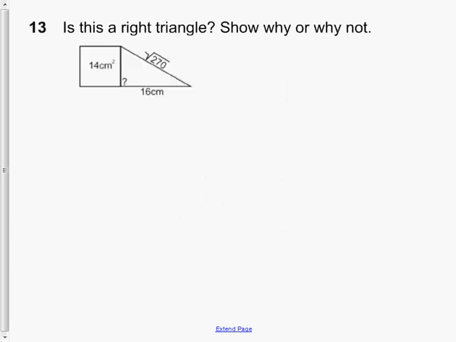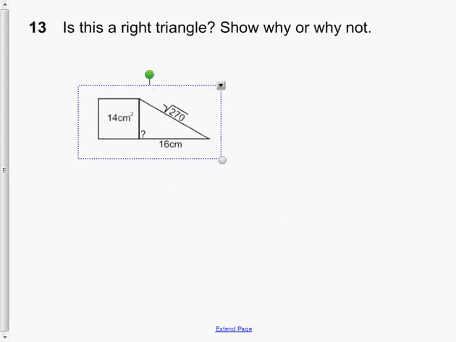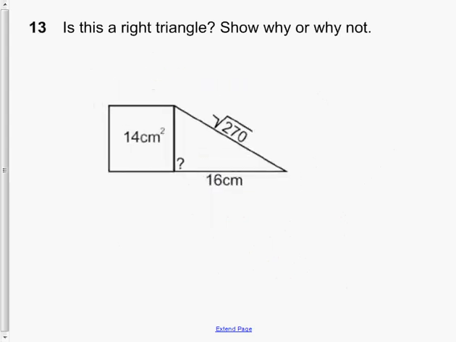Question 13 is the exact same question, same idea. It's giving you a picture and saying, is this a right triangle? So here, I know this is the area because it's in centimeters squared, and I know this is the length of the leg. So for this one, I'm going to actually draw.